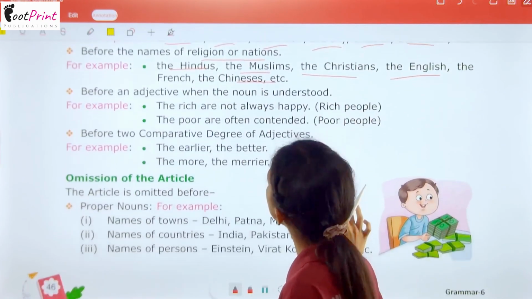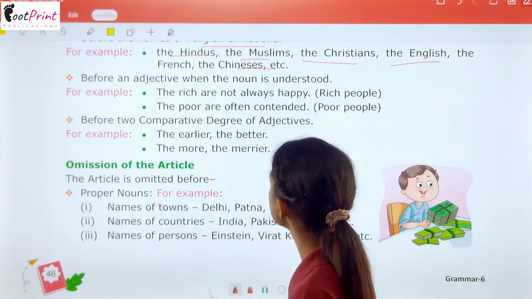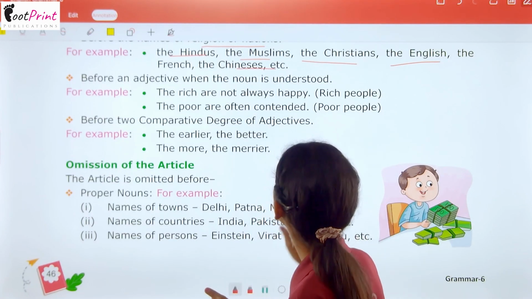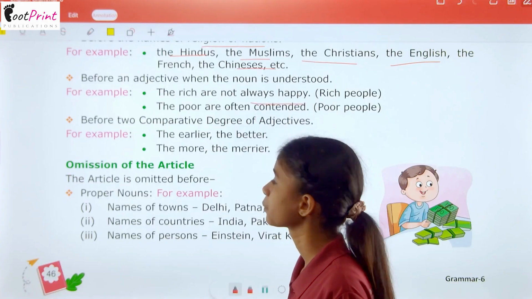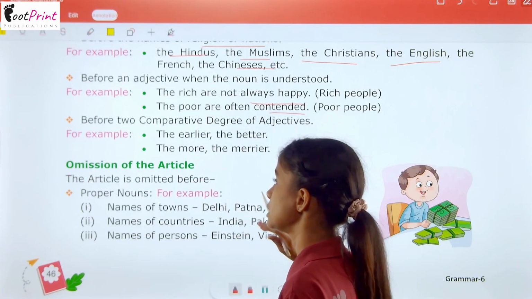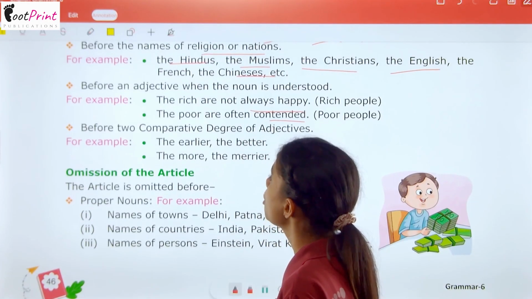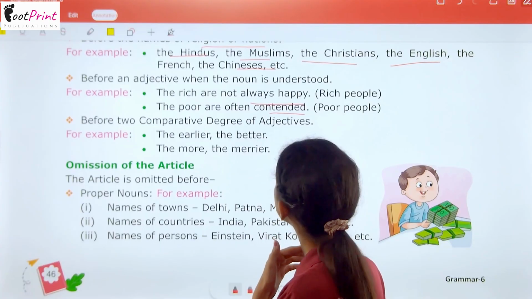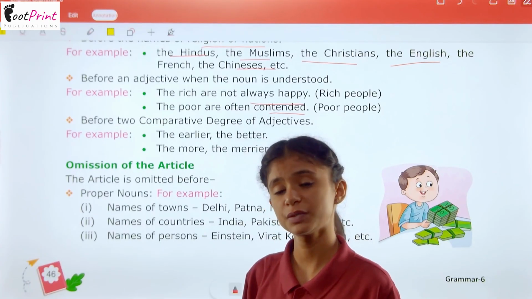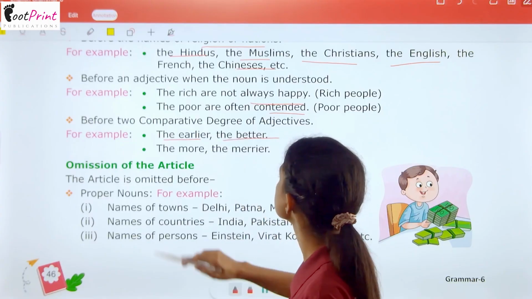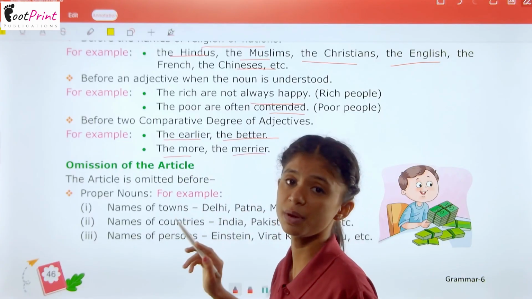We also use it before an adjective when the noun is understood. The rich are not always happy. The poor are often contented. And we use the before two comparative degrees of adjectives. When we are using two comparative degrees together, we use the with it. The earlier, the better. The more, the merrier.